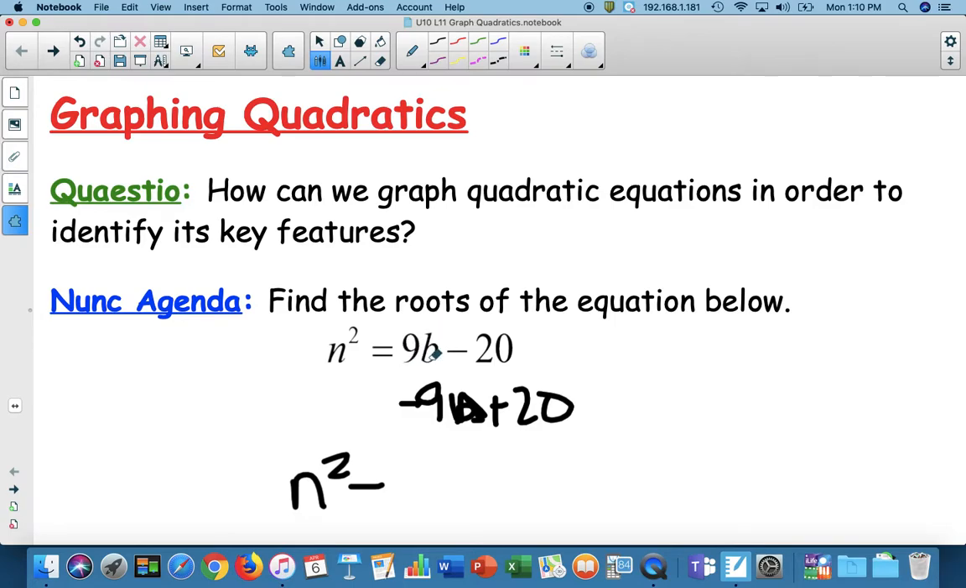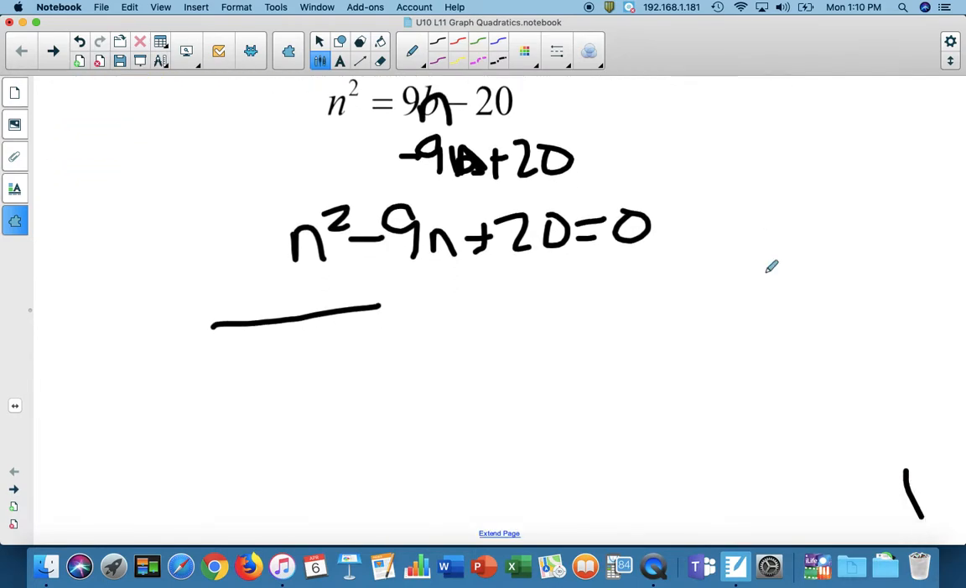Just to make this easy on us, I'm going to do another n down here, and let's just drag this over. So that should be 9n. I apologize again. So we have n squared minus 9n plus 20 equals 0. I don't know what these little marks are, let me get rid of them for you guys. All right, now we solve.